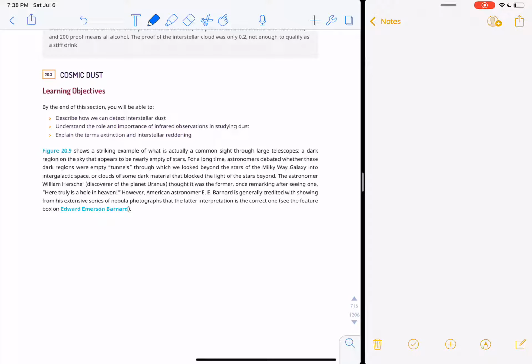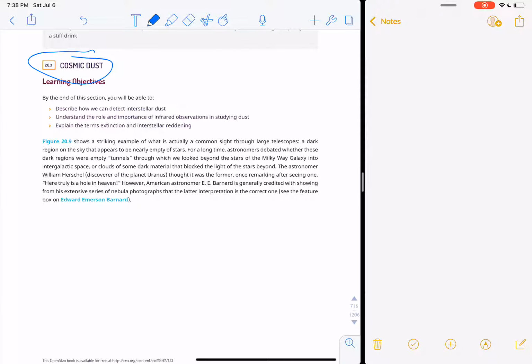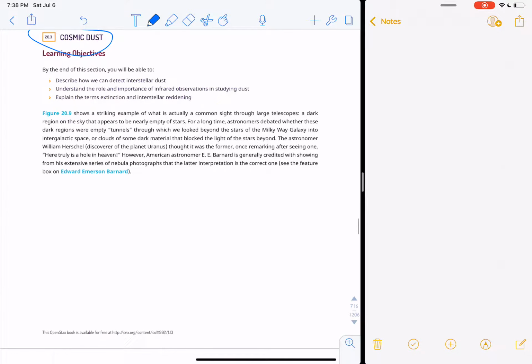Okay, so cosmic dust is different from gas. We've been talking about the gases. You've got hydrogen, heavy hydrogen, you've got other things out there, and then molecules made out of those fundamental things. But now there's things called cosmic dust.